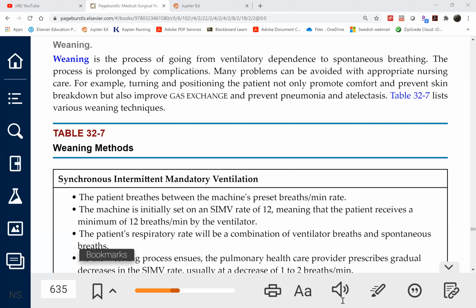And we can see it now, Professor. Yeah, there we go. Okay, I'll go back to nursing management shortly. I went forward to page 635 under weaning, table 32-7. So as I mentioned earlier, SIMV can be used as a weaning method.